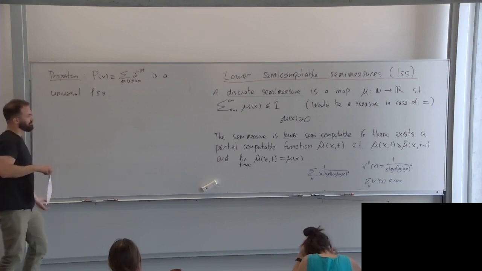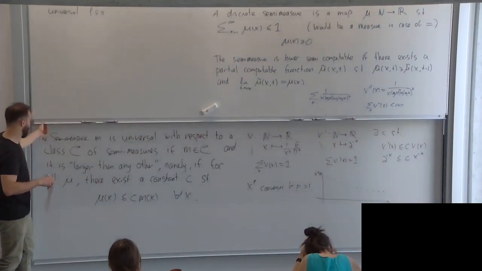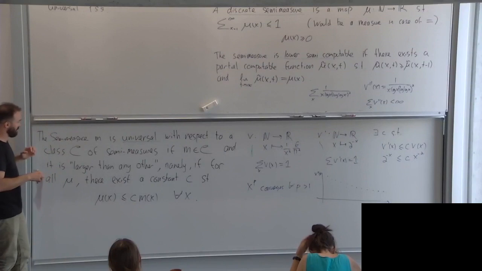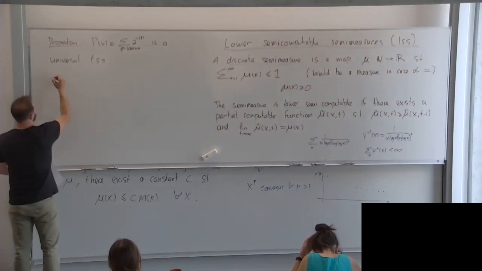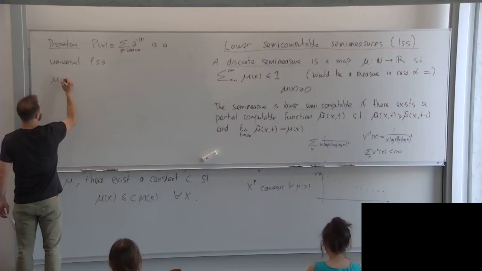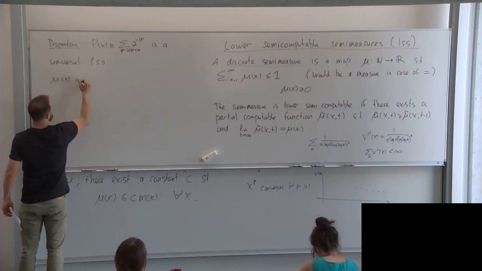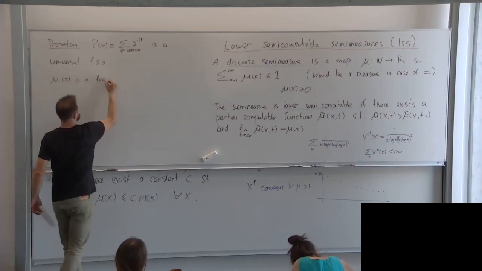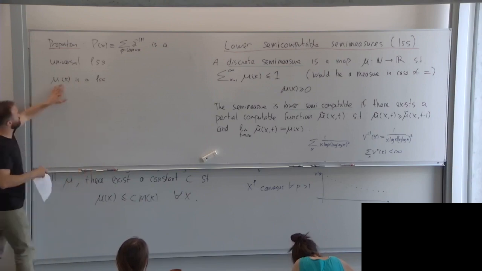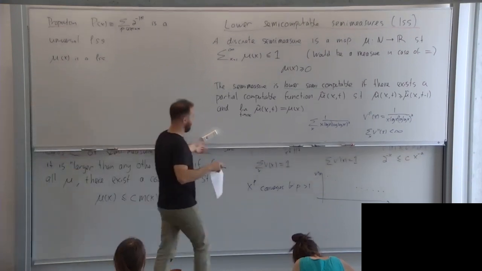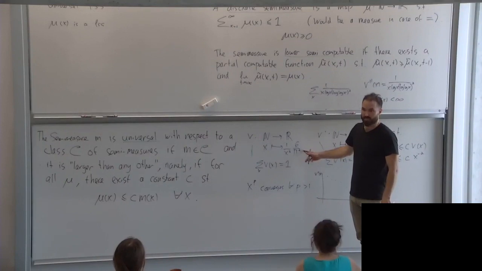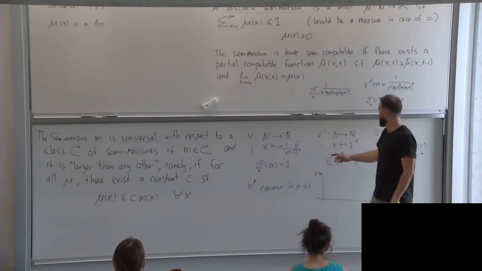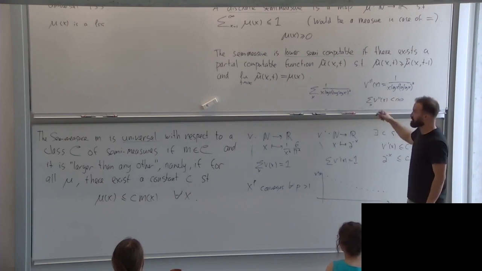So what does it mean if we get those two together? So if you come up with some mu of x that is an LSS, some function. Well, by the way, all of these are computable semi-measures, so they are also lower semi-computable semi-measures. All of those that I've written down.